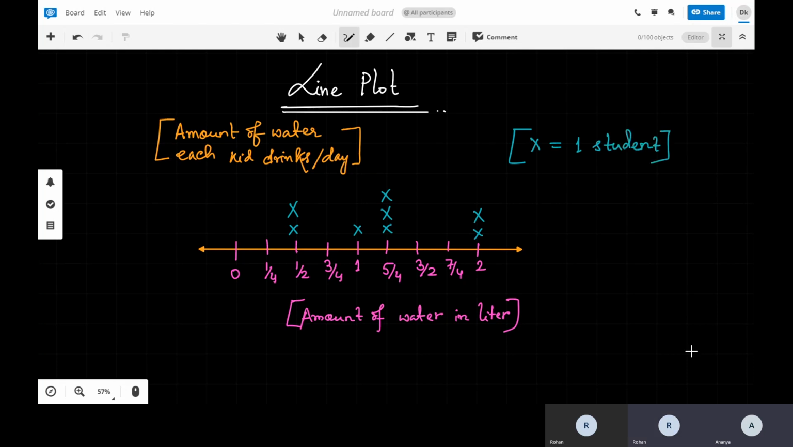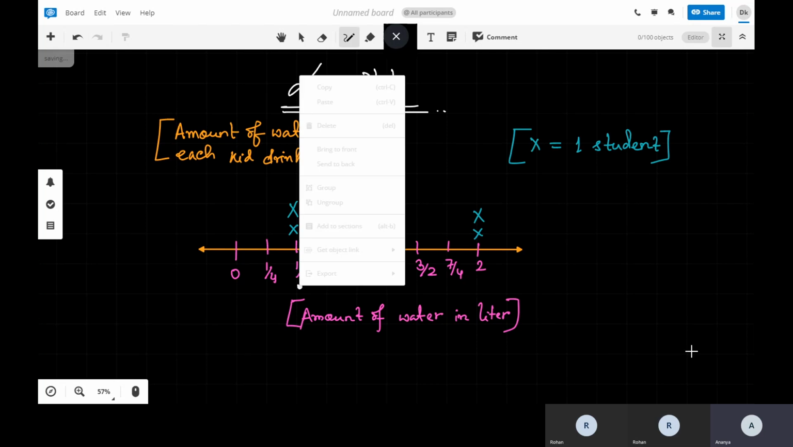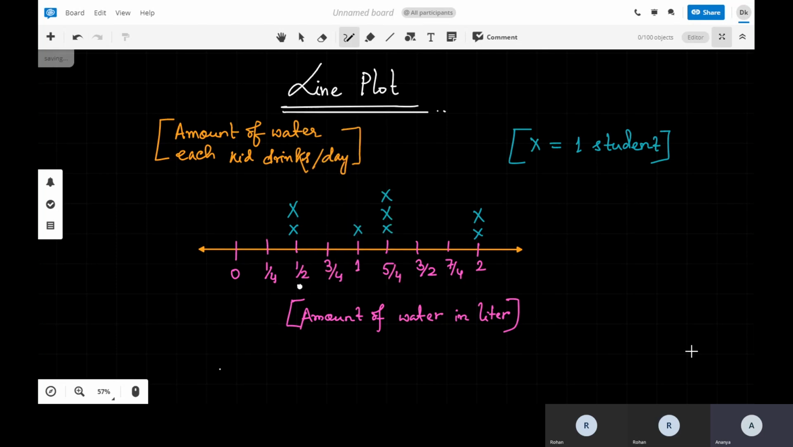If you try to check one of the values, let's say how many students drink 1/2 liter of water each day, you would see that if you go to 1/2, there are two crosses, right? That means how many students drink 1/2 liter of water every day? Two students. Can you tell me, Rohan, how many students drink 5/4 liter of water every day? Three students. Very good.